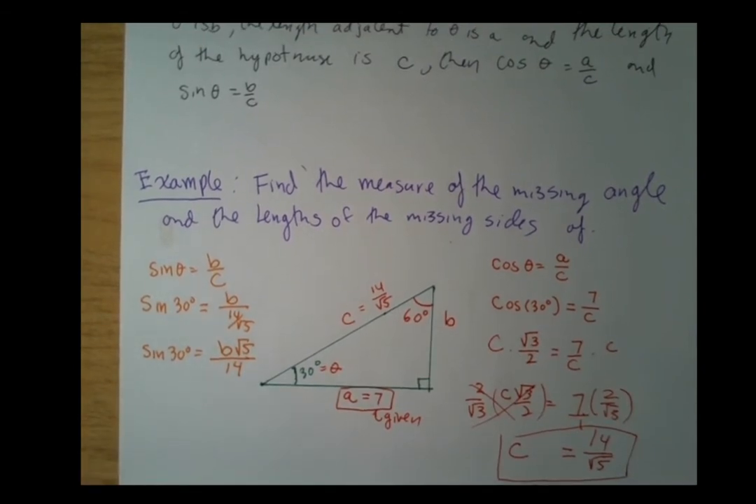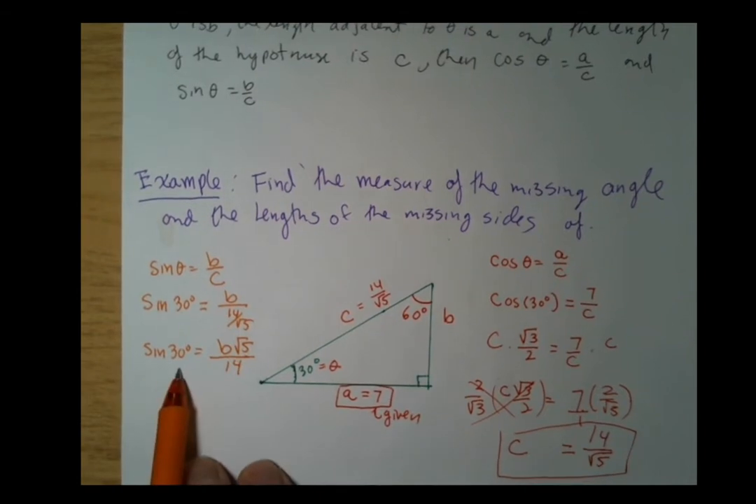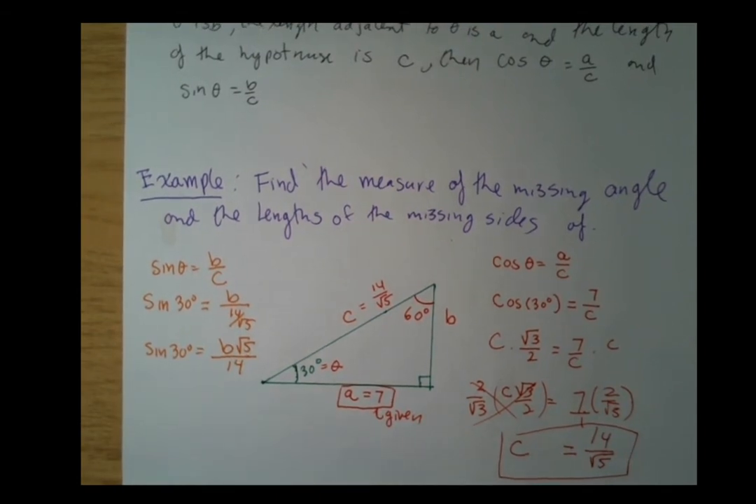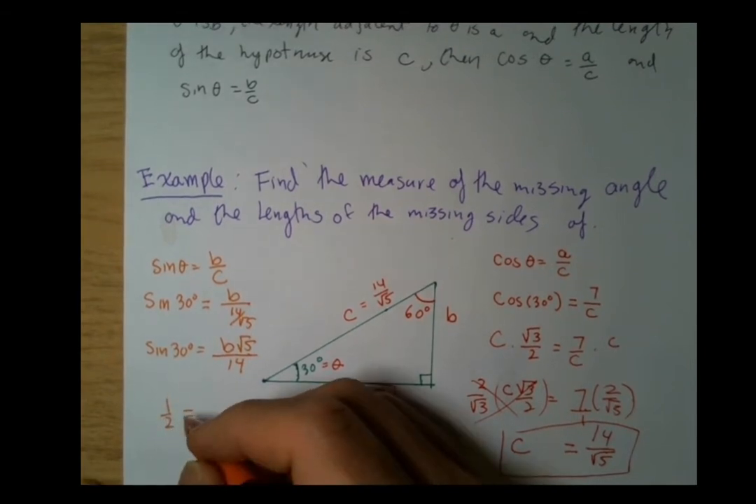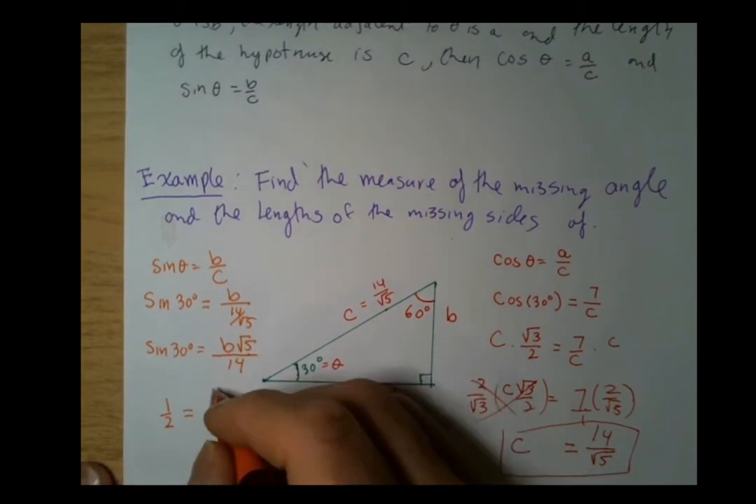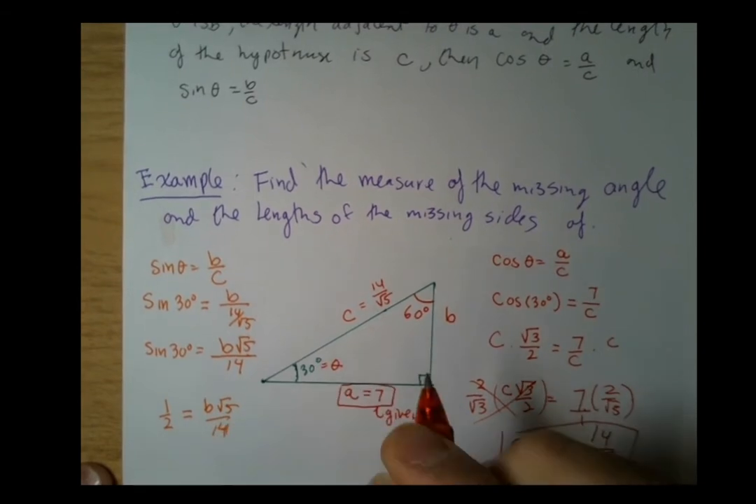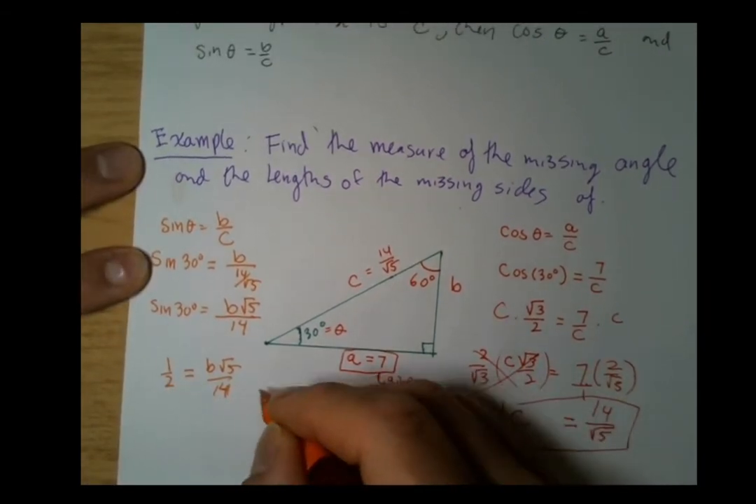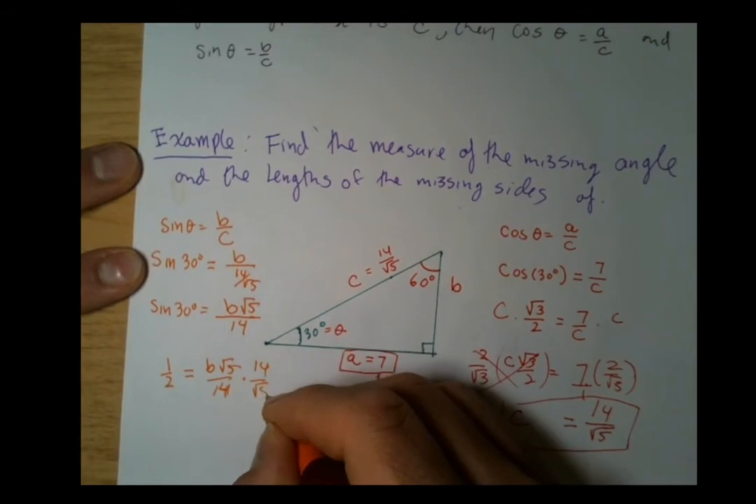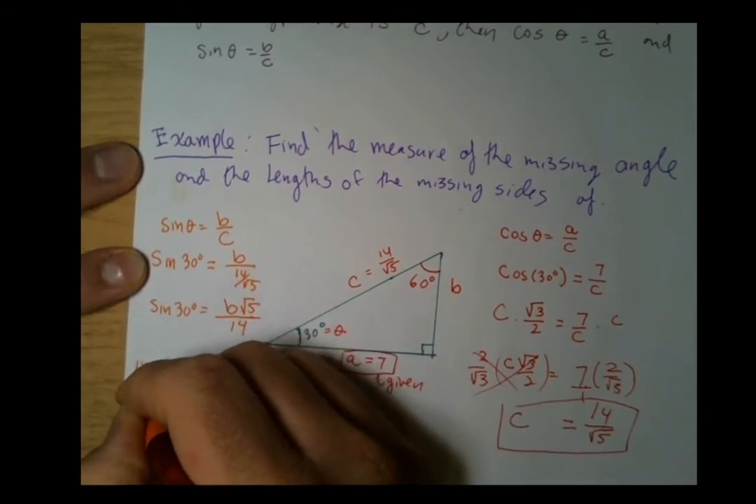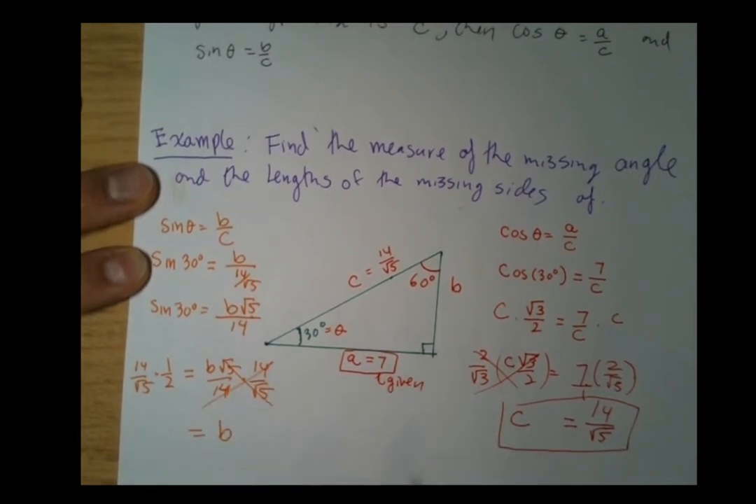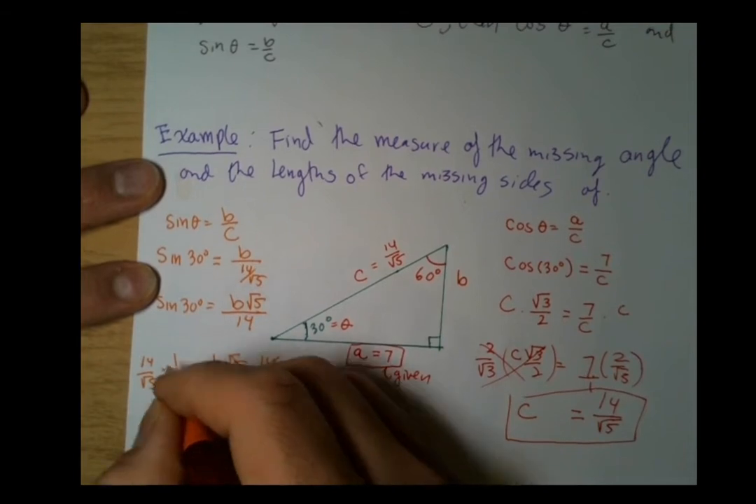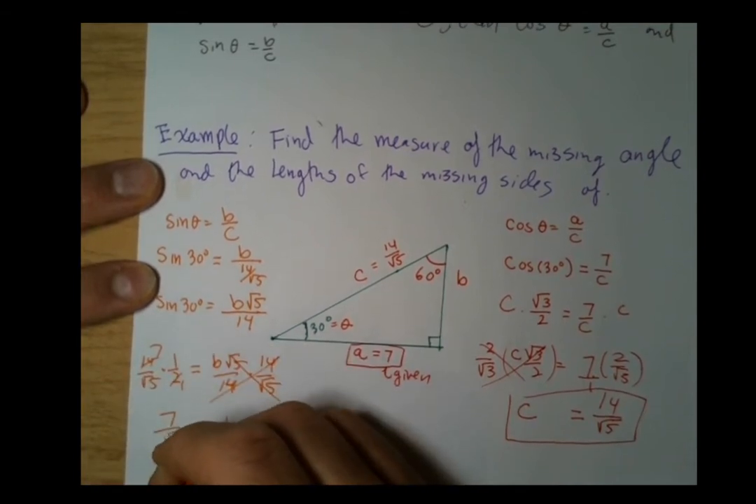Okay, much better. All right, so now again, let's take a look here from our unit circle, or from memory. Sine of 30 is 1/2. Okay, and then here, b root 5 over 14. Solving for b, I'll multiply by the reciprocal here, 14 over root 5. So that reduces to 1, and here we have b. On this side, I can reduce this. We get 7 over root 5.